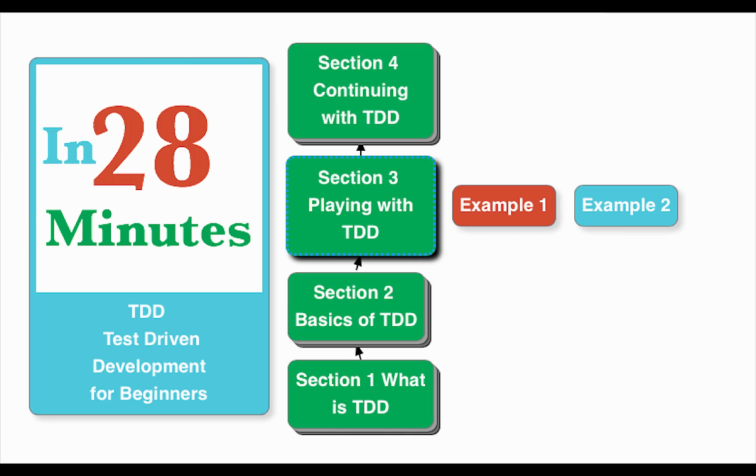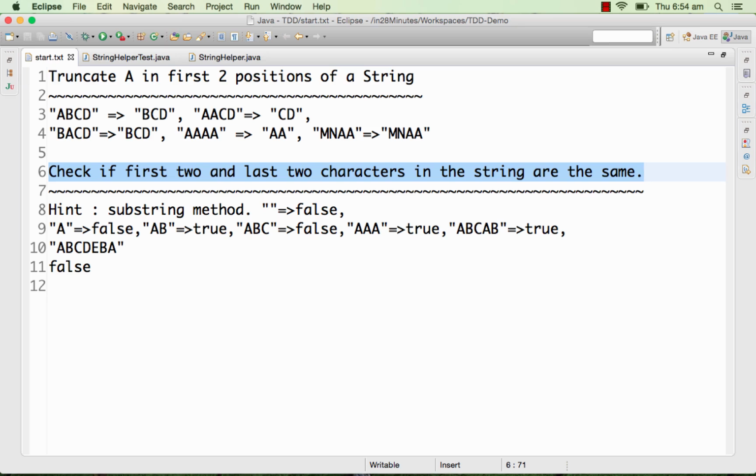Let's now continue with the second example of playing with TDD. The example which we will write is to check if the first two and the last two characters in a string are the same. So what we want to write is a method to which I pass a string as input, and the output is whether the first two and the last two characters of that particular string are the same. So let's take a quick example.